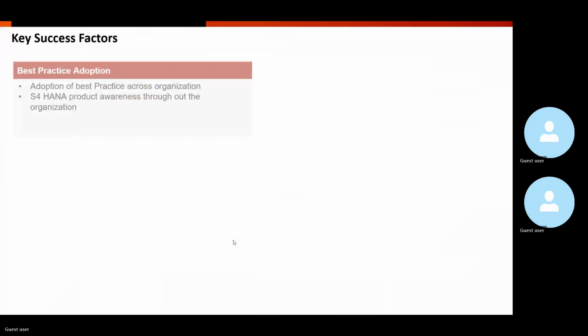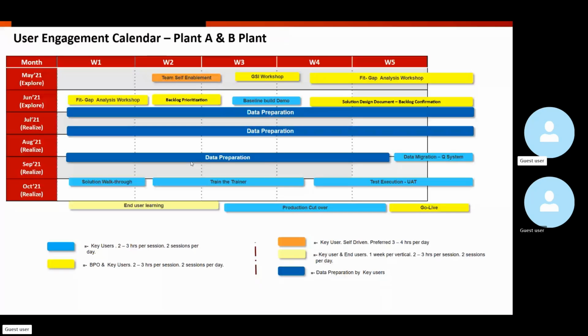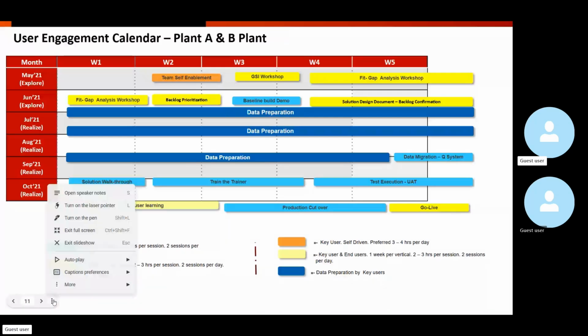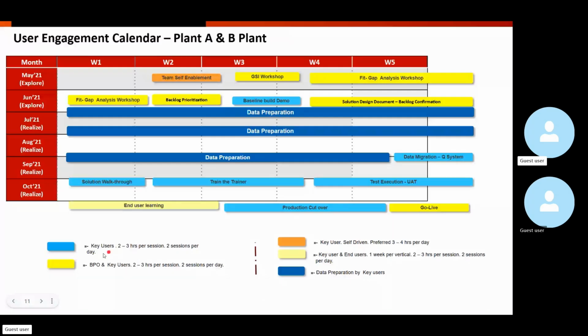Actually, no. Okay, there is a pointer. So we have different color codings, right? These color codings indicate what the session is and basically why it is used. 2 to 3 hours per session, 2 sessions per day.